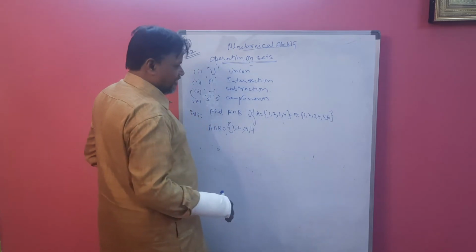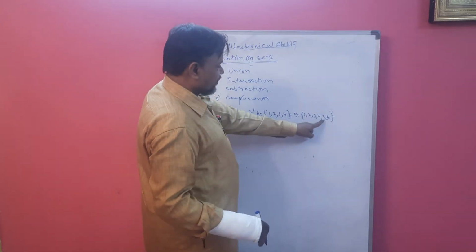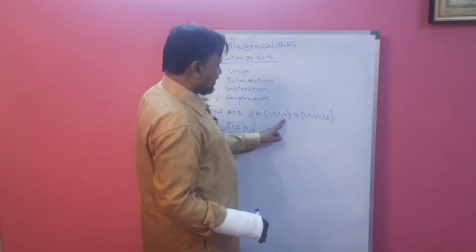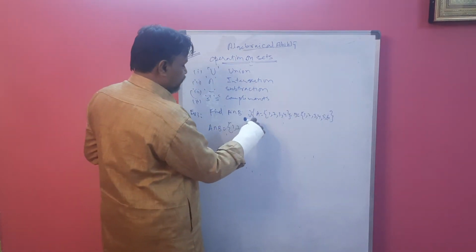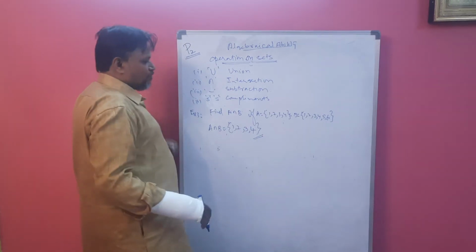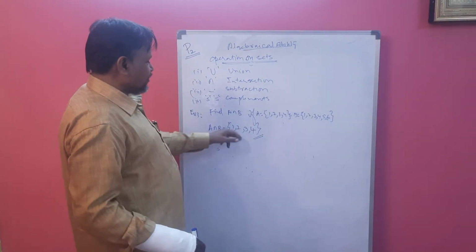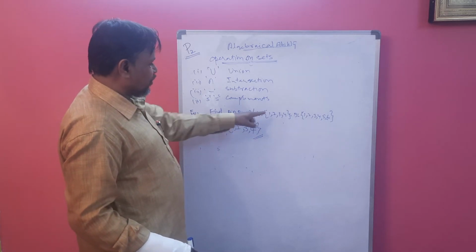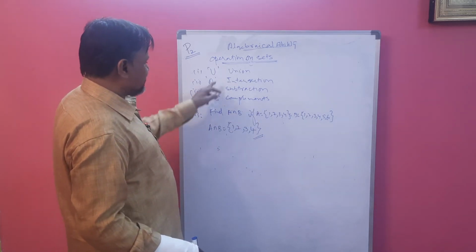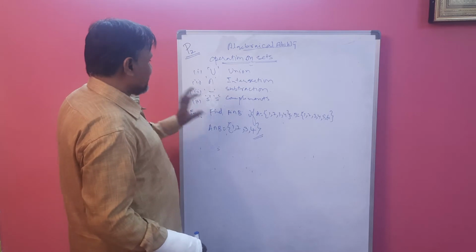We can take. 5, not, 5 is in B, not in A. That's why we cannot write this. 6 is also there, so only 4 elements are common in both. So we can write the common elements. Okay. Once we have to write all common elements. Intersection means take out the common of two sets.